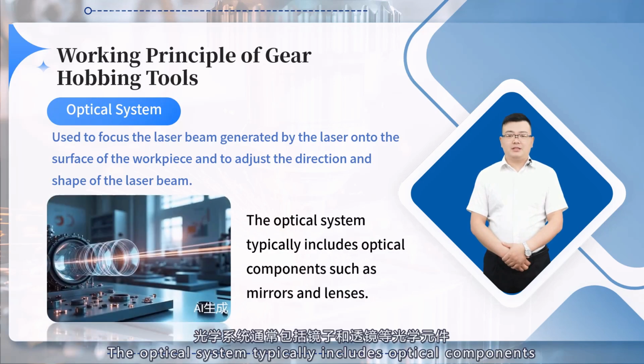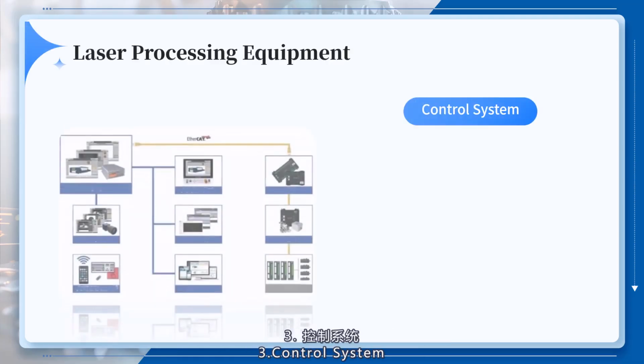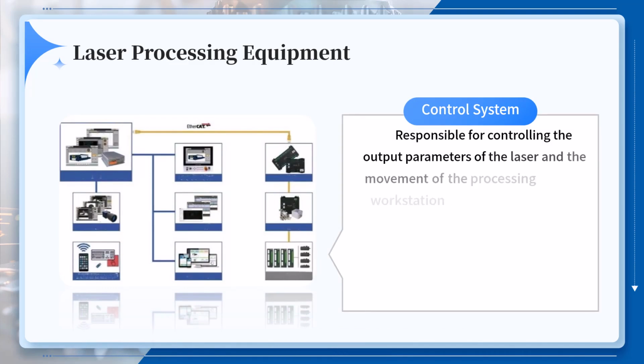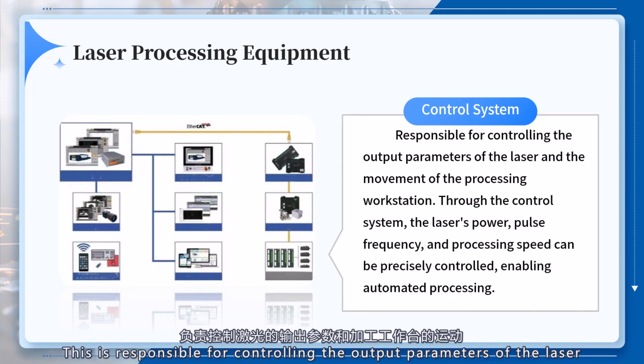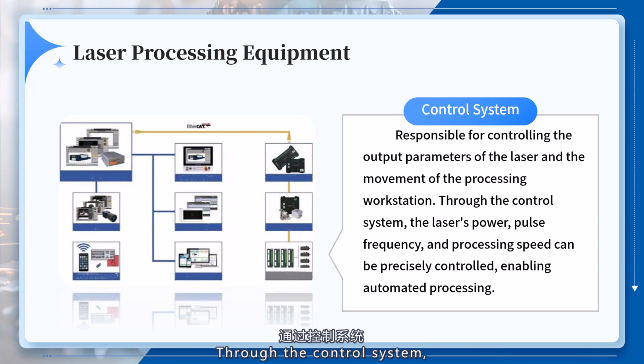The optical system typically includes optical components such as mirrors and lenses. 3. Control system. This is responsible for controlling the output parameters of the laser and the movement of the processing worktable. Through the control system, parameters such as laser power, pulse frequency, and processing speed can be precisely controlled, enabling automated processing.